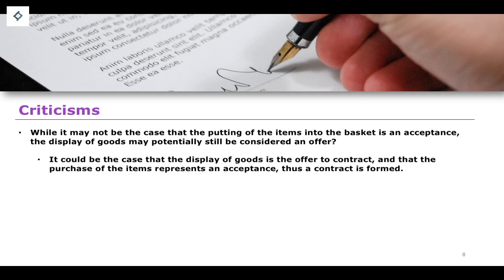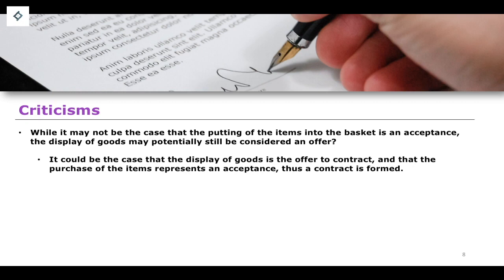Could it be the case, for example, that the display of the goods is the offer to contract, and that the acceptance is represented by the purchase of the items at the till? So the offer is done to the customer by displaying the goods, and then they put it in the basket. Nothing happens by putting the item in the basket, but when they go to the till to purchase the items, that represents the acceptance, and therefore the contract is formed.